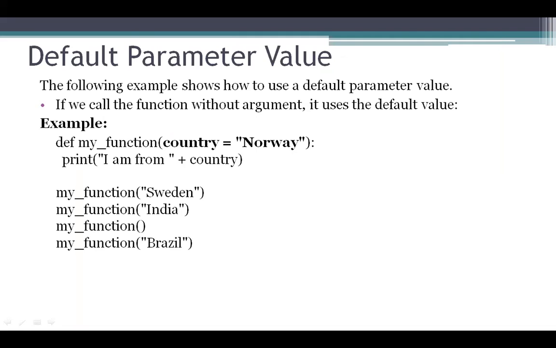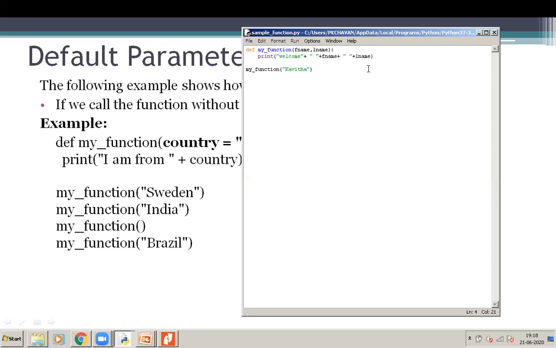Default parameter value. So for example, if we see, we can use a default parameter value. If we call the function without argument, it uses a default value. So here you can see country is equal to Norway. If at all we don't provide, that value will be considered as Norway. If we pass whatever the value we are passing, that will be assigned to country. If we don't pass, whatever has been given by default, that will be considered. So let's see it in the example.